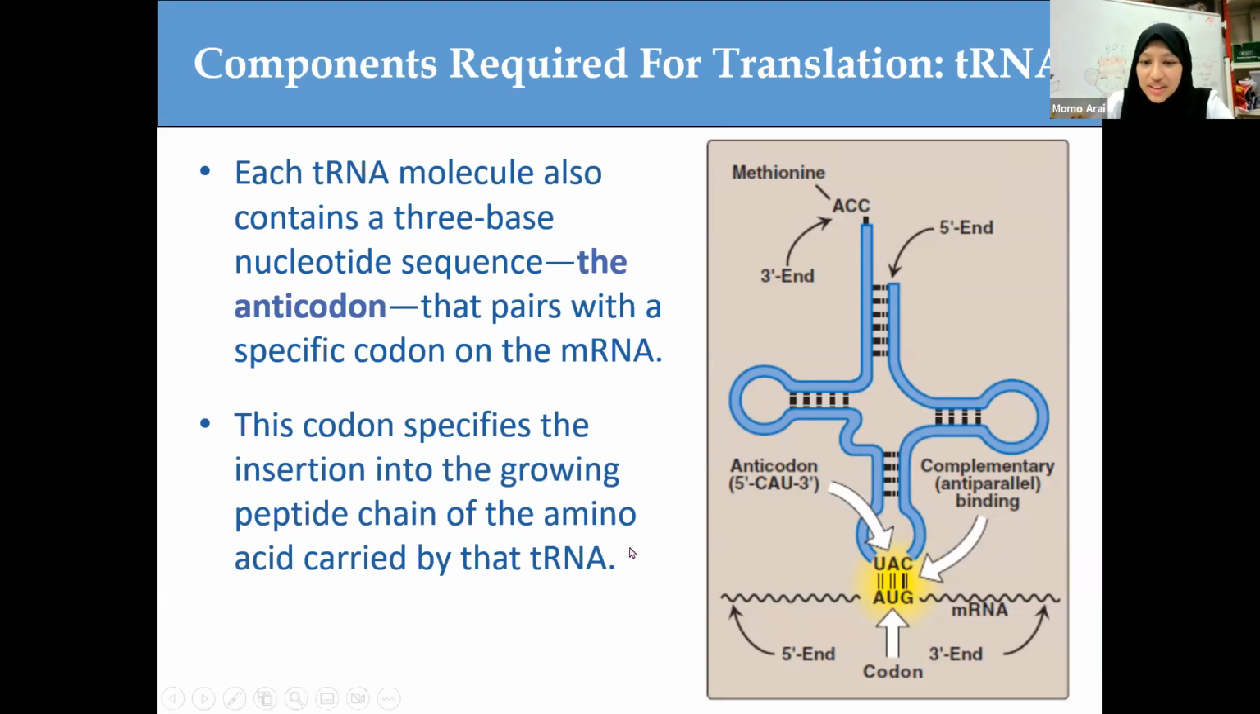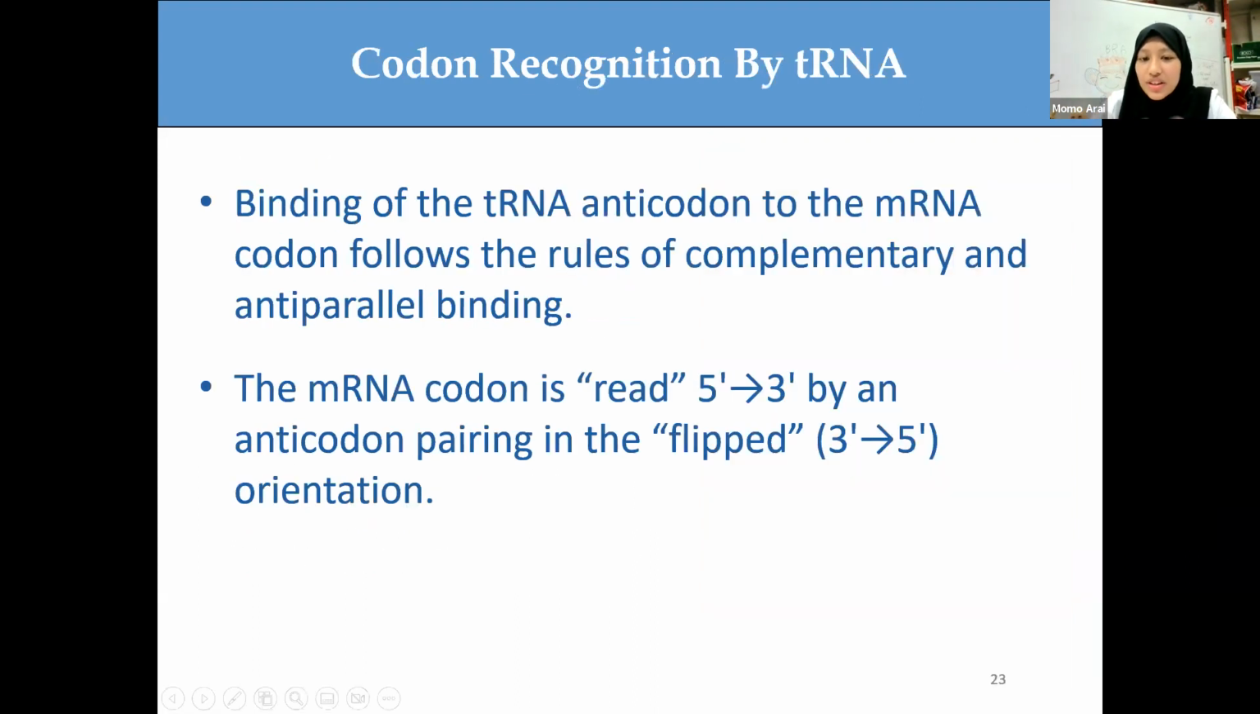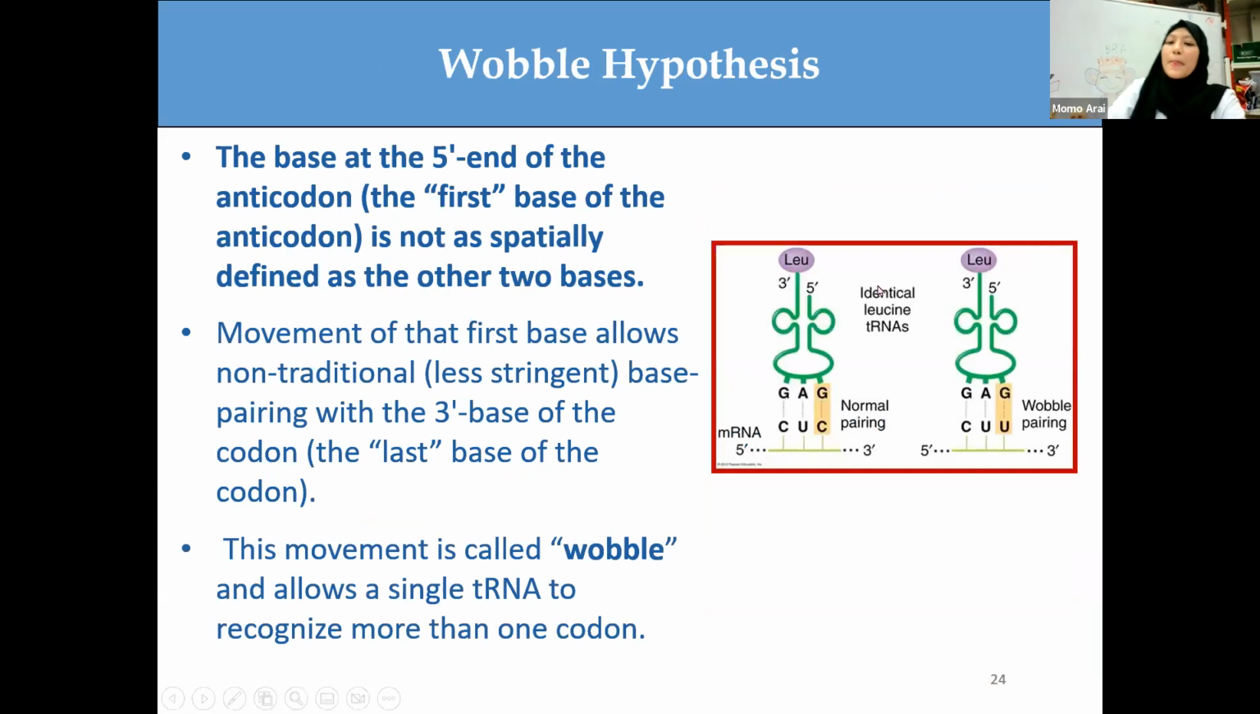I'll go over that. Okay, one second. So it's read again 5' to 3'. Now, before I move on, that's tRNA and mRNA. They go together, they read it, that's it. So the codon in the mRNA gets bound to the anticodon in tRNA.